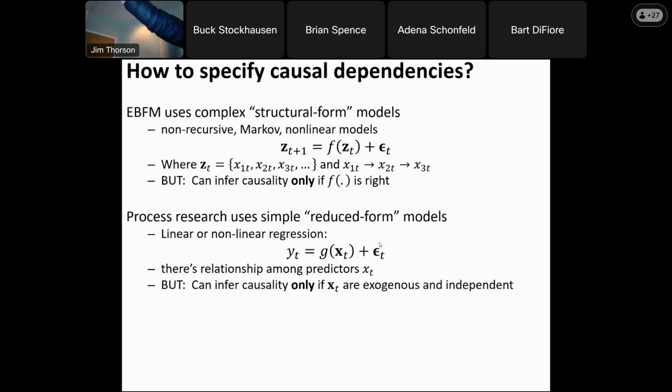So it's a Markov model with a nonlinear F. And you can infer causality if you happen to get F right, and if you don't get F right, you're kind of hosed. And that's where that lies.